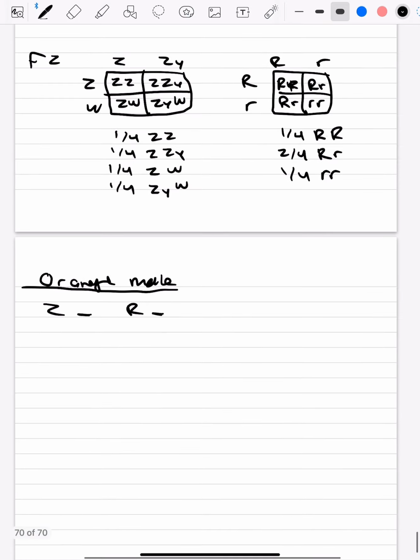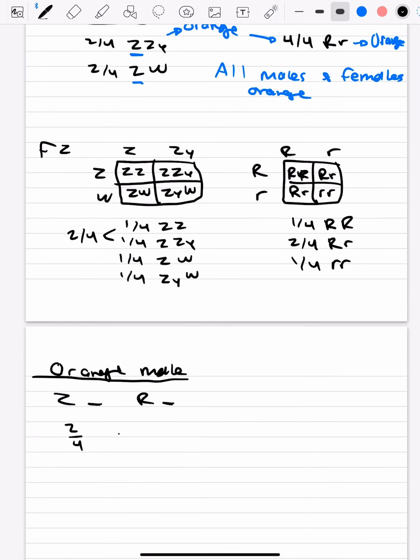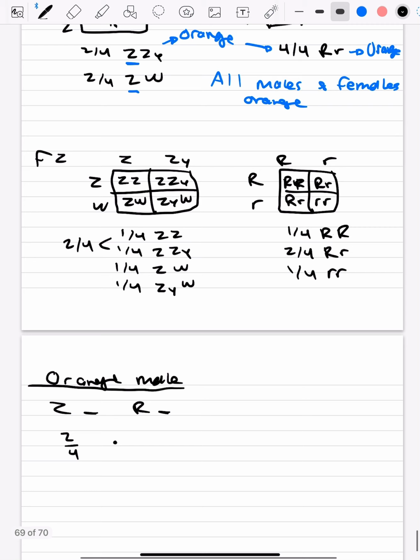So for the orange spotted males, having at least one Z and the other allele not mattering, we have 2 individuals right here. Both of these males have at least one big Z. So if we add them together, we get 2 out of 4, and we have to multiply that with the ratio of having one big R to any other allele. We have 2 different genotypes with at least one big R. If we add them together, those are 3 out of 4. So 2 out of 4 times 3 out of 4 will give us 6 out of 16. And to find the frequency, you just divide 6 by 16, and that gives you 0.375, if my math is correct.